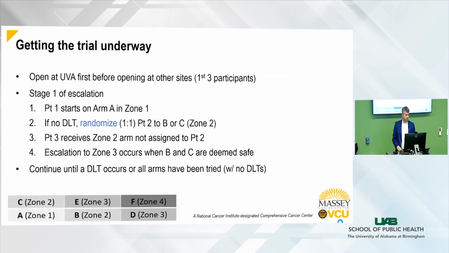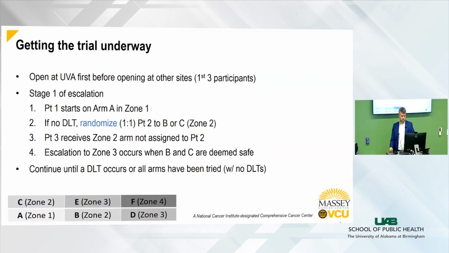Okay. So let's talk about, again, we wouldn't have this slide perhaps with the Bayesian context to just model out of the gate and allocate patients, but in the frequentist framework, we need to have heterogeneity in the responses. I need a DLT and a non-DLT. I need a response and a non-response to be able to model. So this trial opened at UVA first before opening at other sites. First 3 participants went on study at UVA.